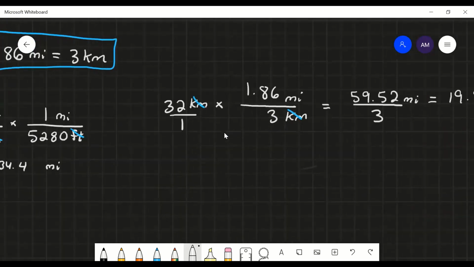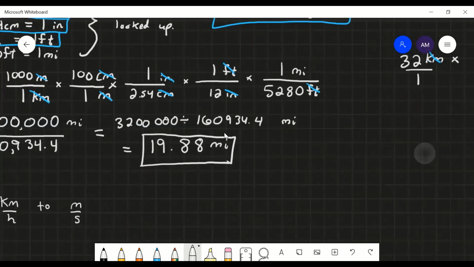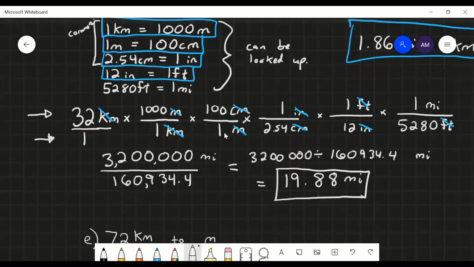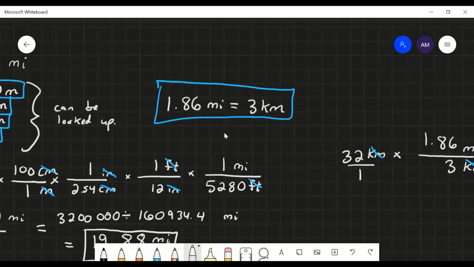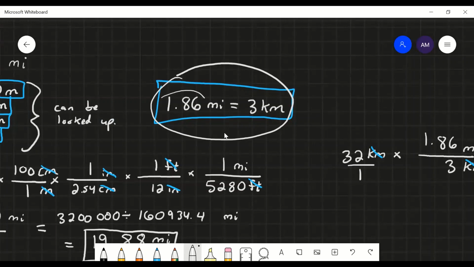It's not exactly the same as what we got here. 19.88 miles, for example, would be slightly more accurate, I'd say. That's because all of these conversions that we used here, they are all exact. This is how they're defined, whereas this conversion ratio is just approximate. It's not actually just 1.86. It would be 1.86 something, something, something. There are probably more numbers, but it was a little bit rounded.